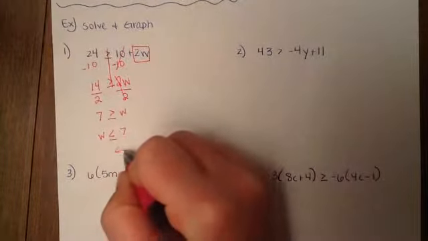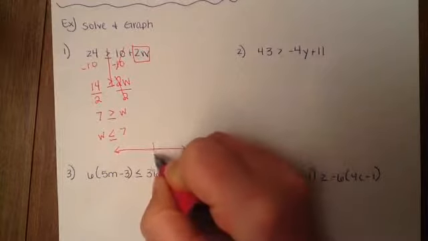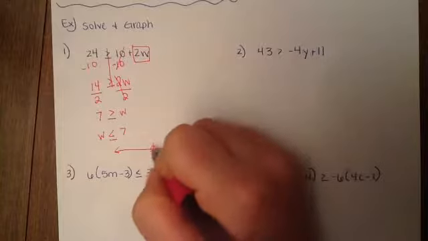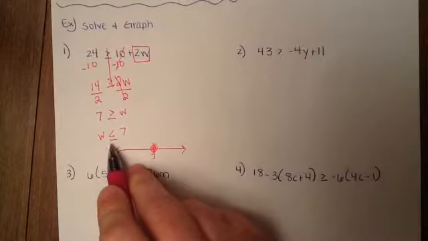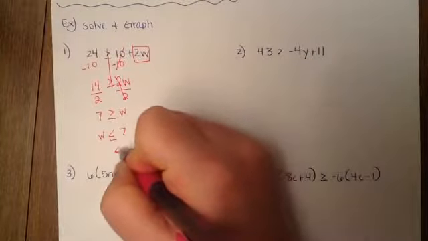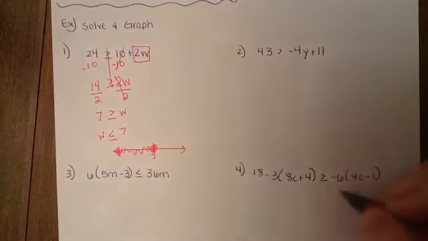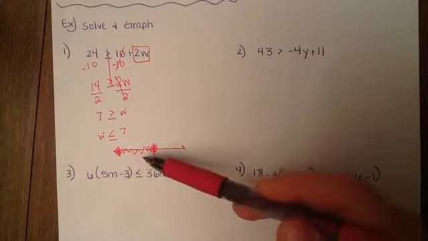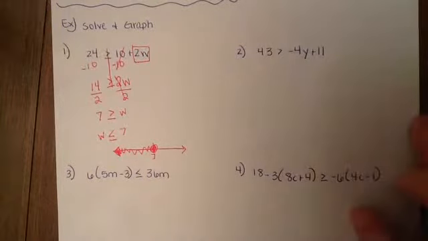Let's graph this now. What type of circle will we have on 7? Closed. And if w is less than or equal to 7, we will go to the left. Get your variable alone, graph. Go ahead and try this next one on your own.